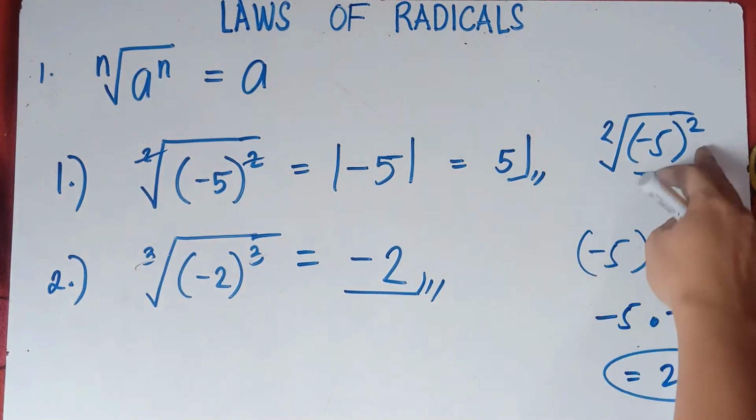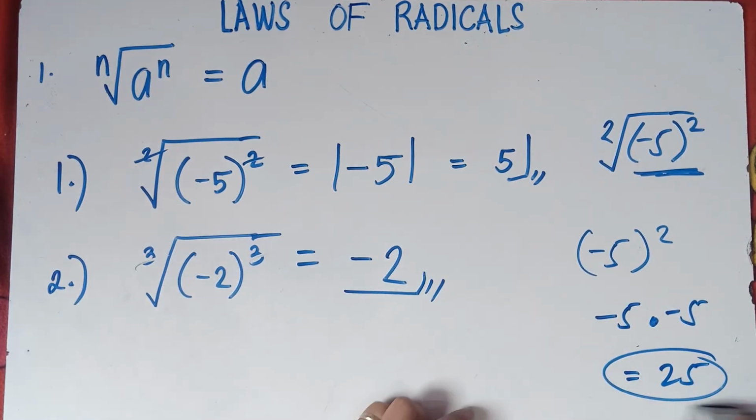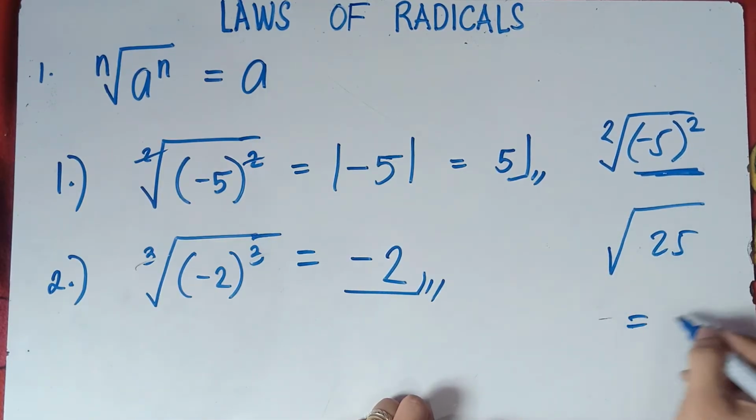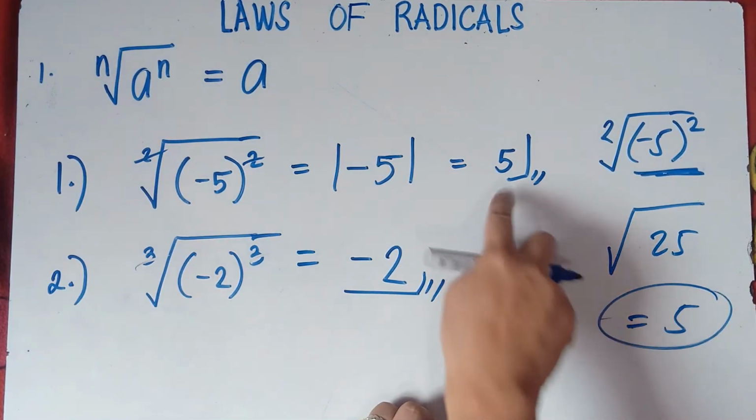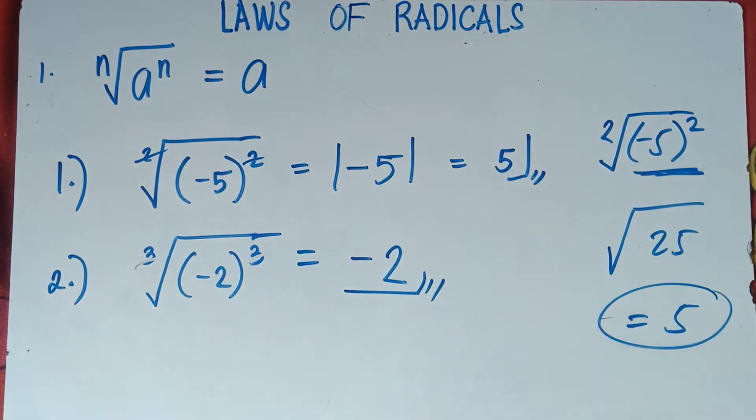This one, negative 5 squared, means negative 5 times negative 5. And negative 5 times negative 5 is positive 25. And the square root of positive 25 is positive 5. That's why you have positive 5 as your answer, class, if you do the long method. But once again, it will take time.